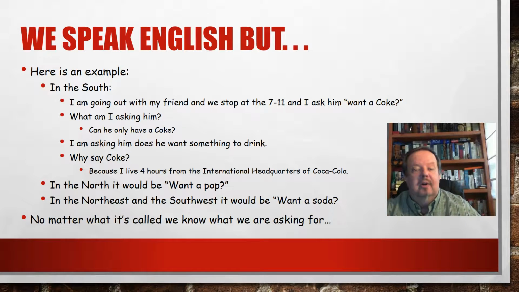We use the word Coke, C-O-K-E, as just a generic term for lots of drinks. Why is that? Well, because where I live, I'm not too far from the international headquarters of Coca-Cola. Their offices are located in Atlanta, Georgia, and that's about 4 hours from where I live. So in this area, predominantly, if you want something to drink that's like a carbonated drink, like soda, they would say, do you want a Coke?